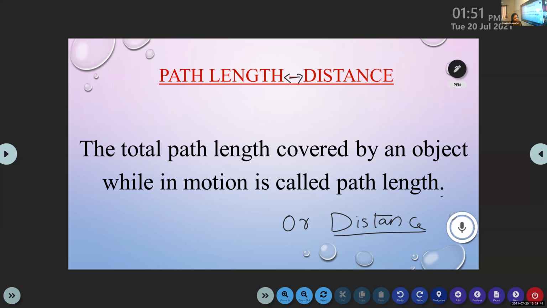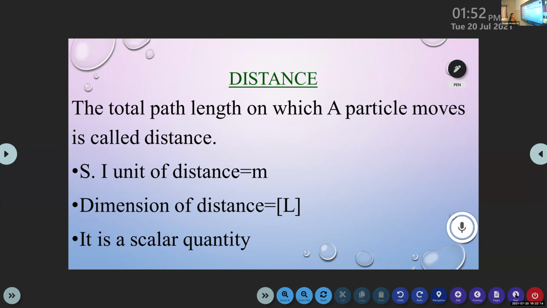What is distance? Distance is total path length. The total path length covered by the object is known as distance. Then can you guess the dimension of distance? Anyone? L, because it is nothing, students. Distance is the total path length. So what is the dimension of length? It is L. Okay. So whenever you study a physical quantity, you must mention the SI unit and the dimension along with that.